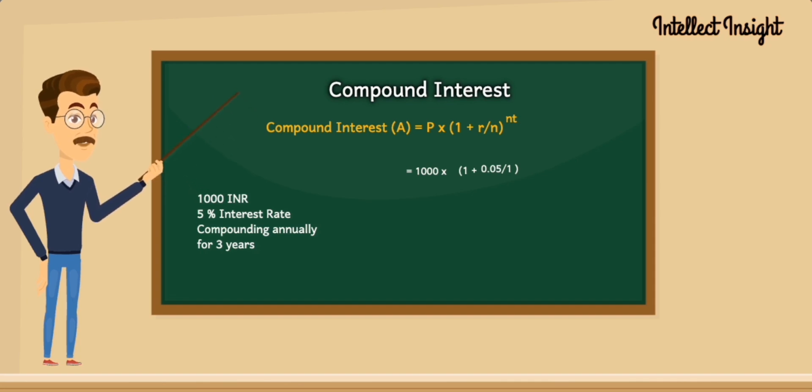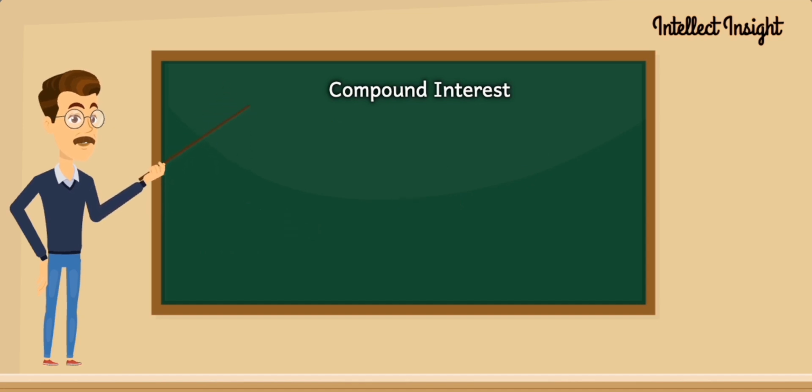n means the number of times that interest is compounded. So it is one time, multiplied by t, meaning how many years the money is invested. So it's 3 years. That's why we will keep 3, and then you calculate, and you will get A equal to 1157.63. So after 3 years you will have 1157.63 rupees.